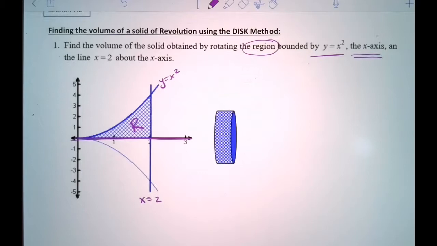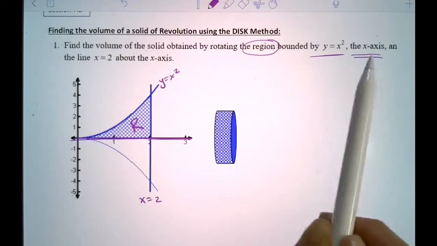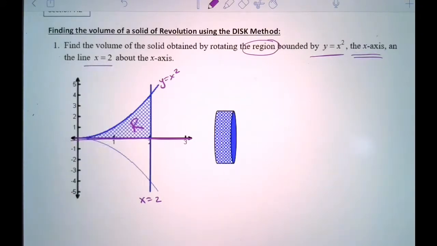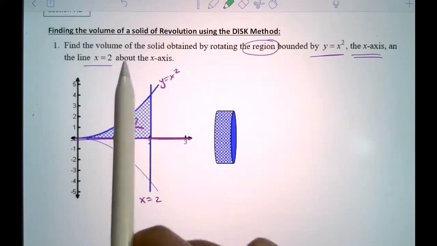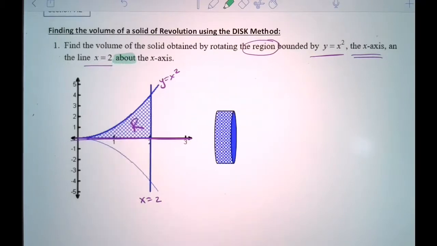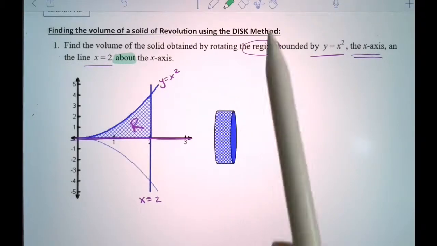Now, what I'm going to do is consider, well, where am I spinning? What kind of solid am I going to create from this revolution, from taking this region and spinning it around some location? So again, we had three boundaries, y equals x squared, the x-axis, x equals 2. And then I highlight this word about. Now I care about where we're spinning. And we're going to spin around the x-axis.